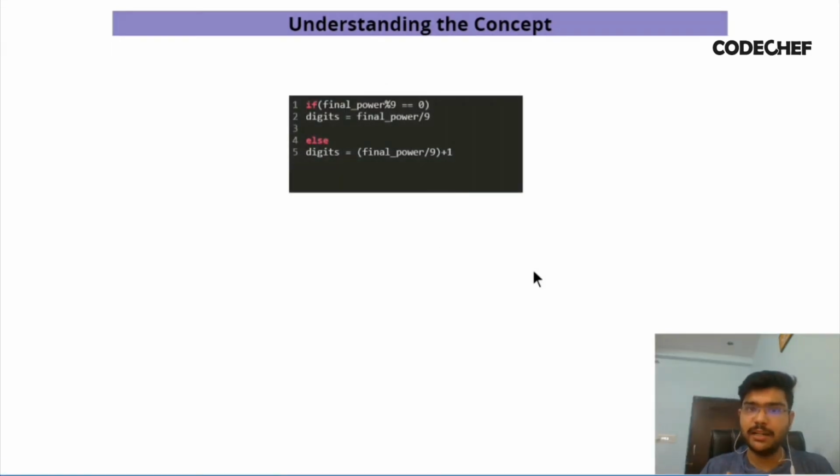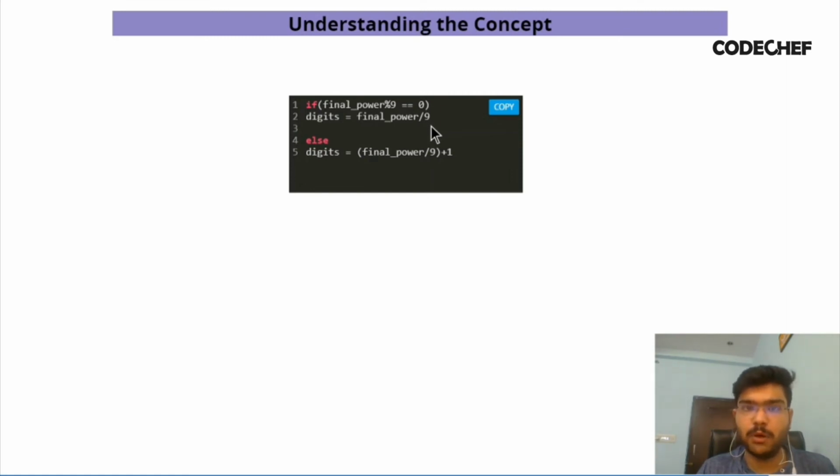So let's try to implement this concept with the help of this pseudocode. I'll not use any while loop in the given test cases. I'll simply use one if condition. If final power modulo 9 is equal to 0, that means there is a complete division, no remainder remaining. So the number of digits in the integer generated by Chef or Rick will be final power divided by 9.